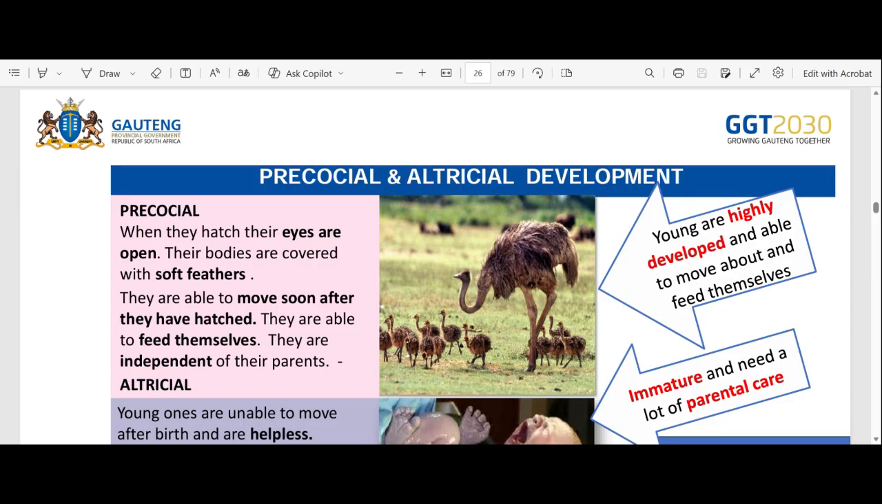So that's precocial. Let's look at the characteristics of precocial. The young are born with eyes open, and they're born with soft feathers, or down feathers. Also, they can move on their own after hatching. They're mobile, and they can also feed themselves. So they're independent of their mothers.